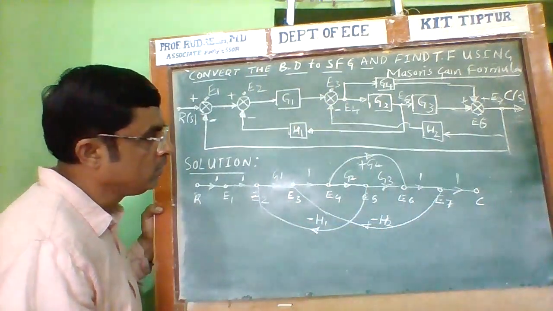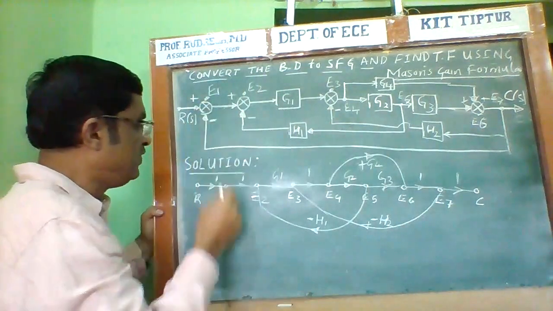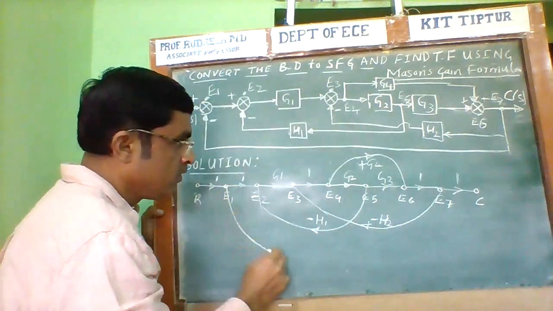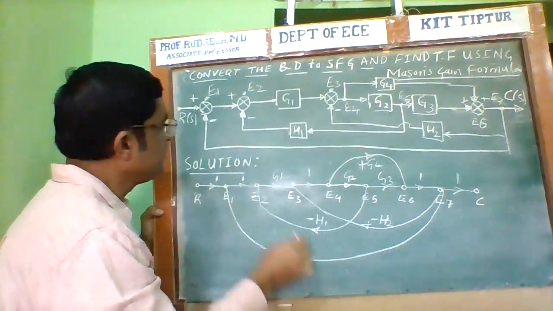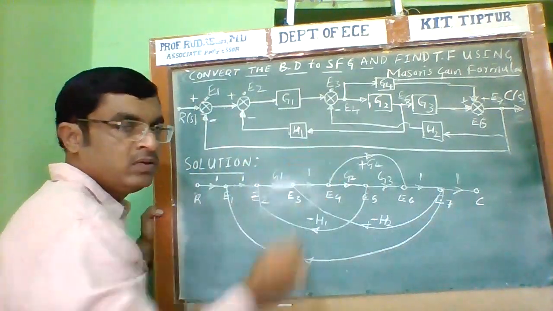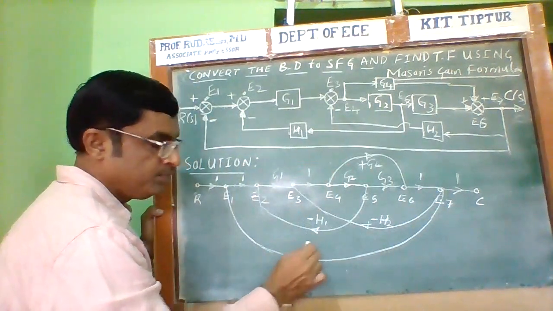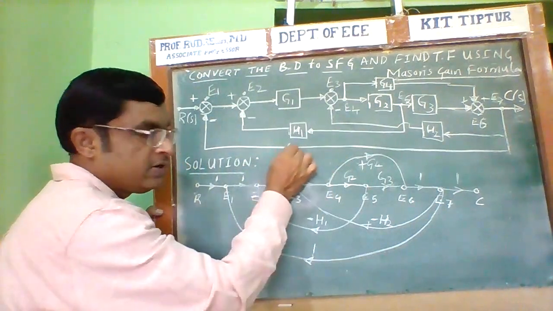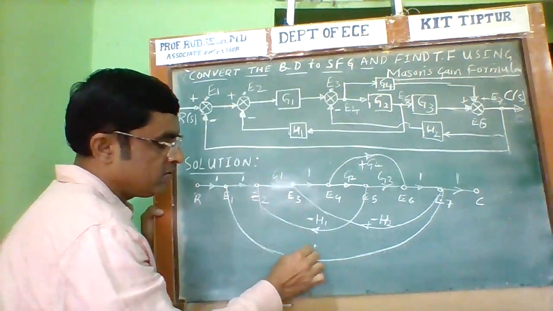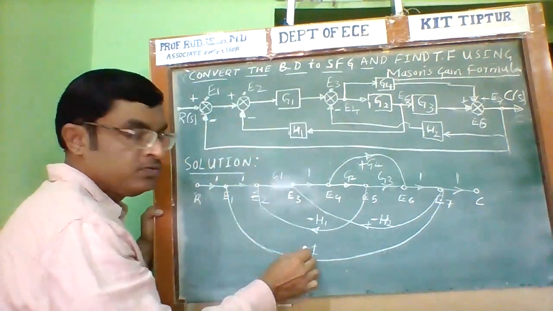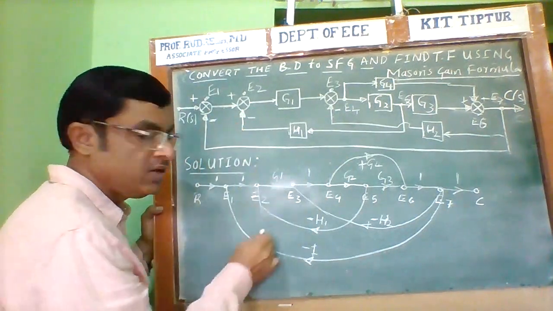Similarly, another feedback path here is between E7 and E1. Mention the gain. Here there is no gain, so we should mention 1. The gain will be 1. Therefore, along with this we need to mark the sign. If it is plus, write plus. If it is minus, write minus. The sign is very important.